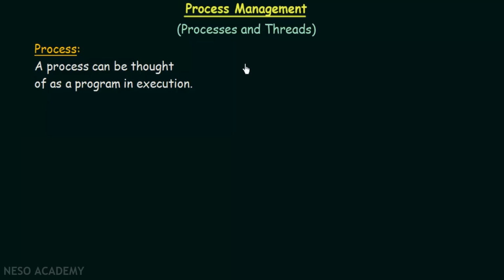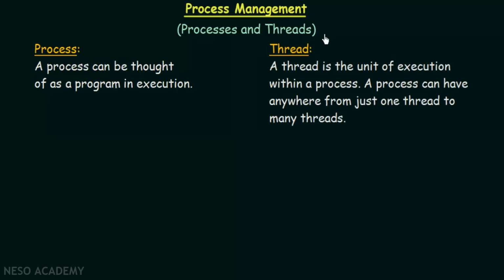Now let's try to understand what threads are. A thread is actually the basic unit of a process which is in execution. This is how we can define it: a thread is a unit of execution within a process. A process can have anywhere from just one thread to many threads. We already understood what a process is: when a program is executing, it is called a process. And a thread is the unit of execution within a process.